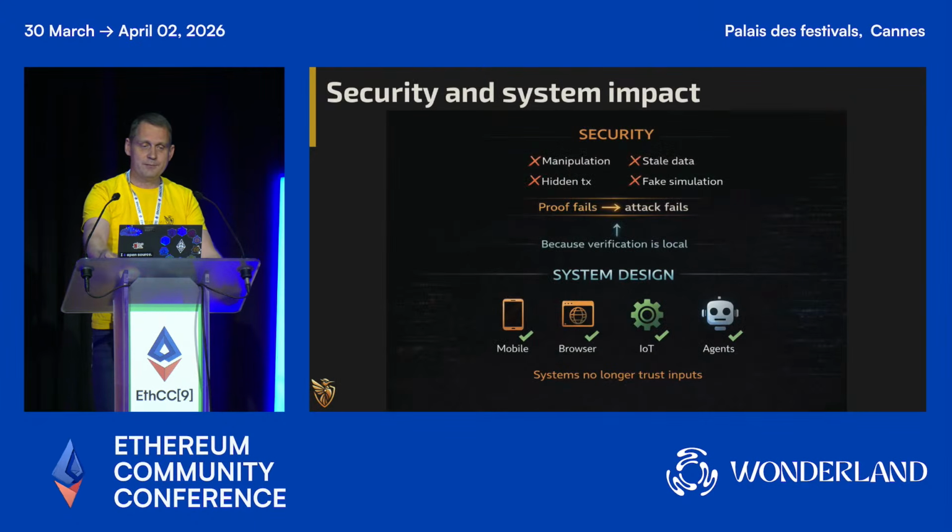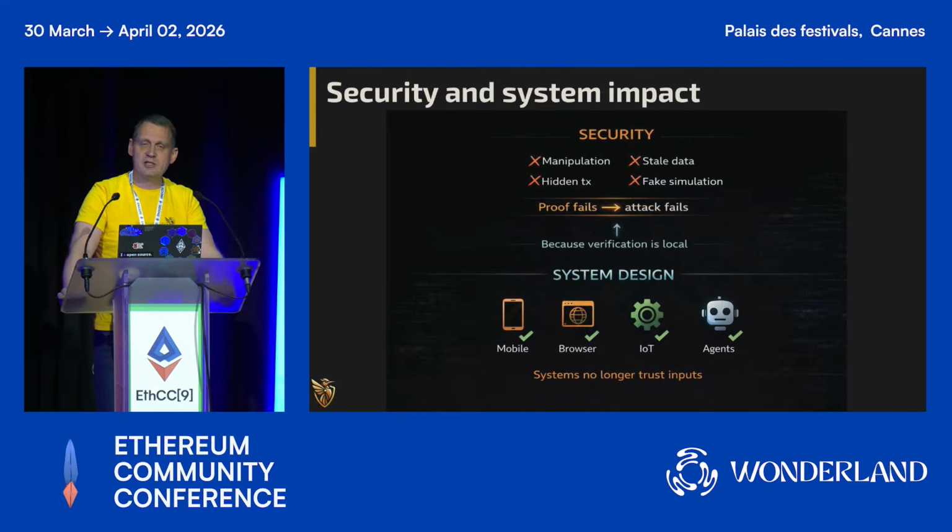So what changes? First, security. All the attacks we discussed earlier, they stop working. If data is manipulated, the proof fails. If data is outdated, the consensus check fails. If a transaction is hidden, you can detect inconsistencies. If a simulation is altered, it no longer matches provable state. The application no longer trusts the input, it verifies it.